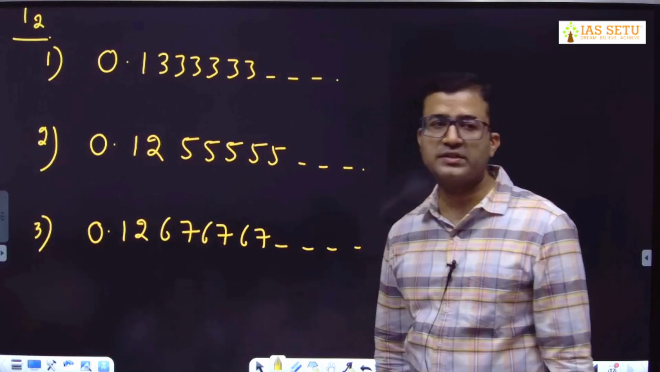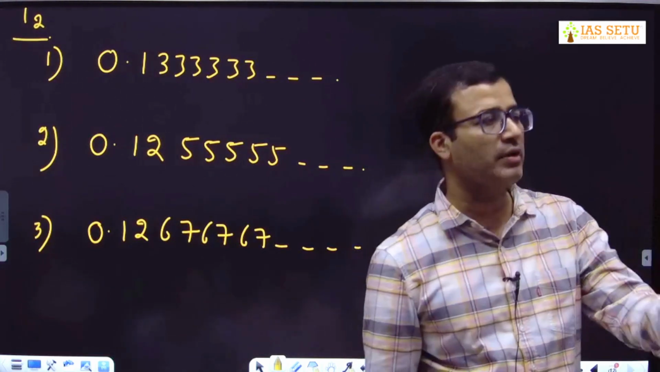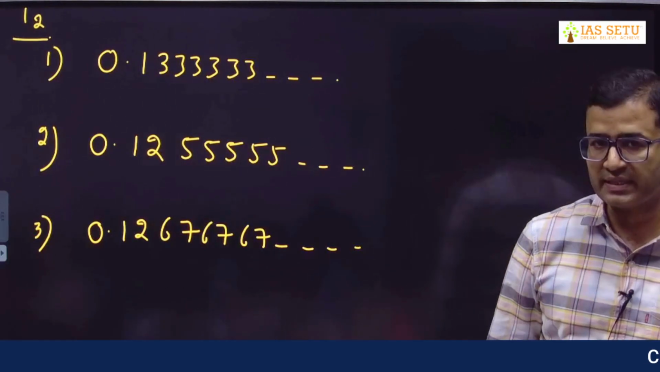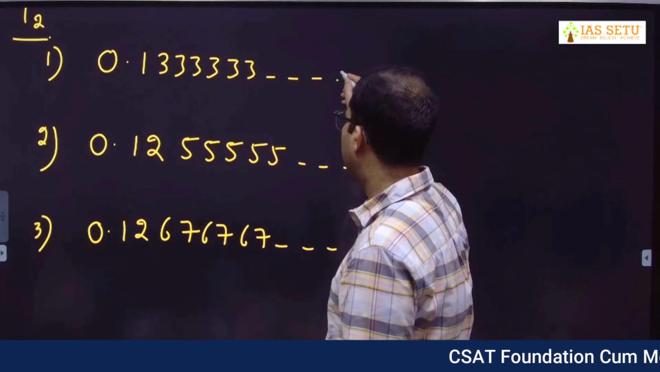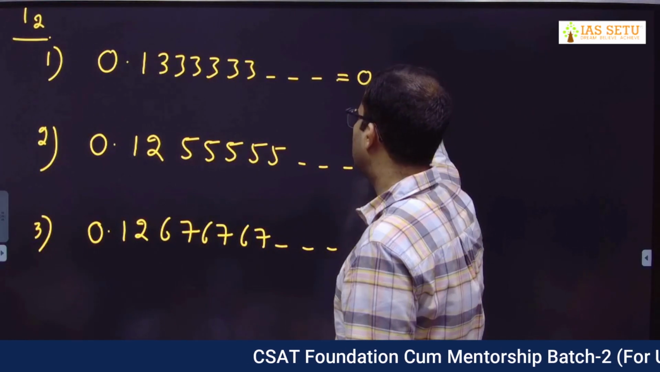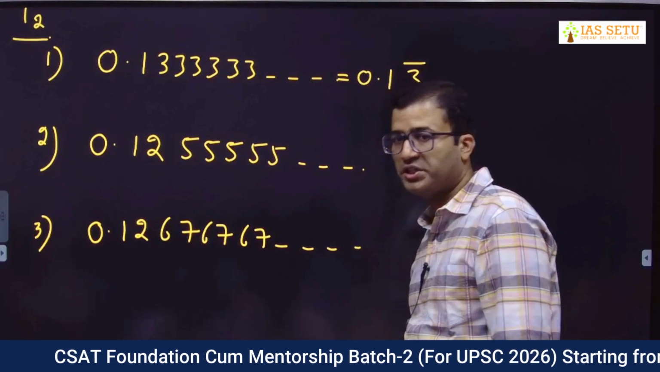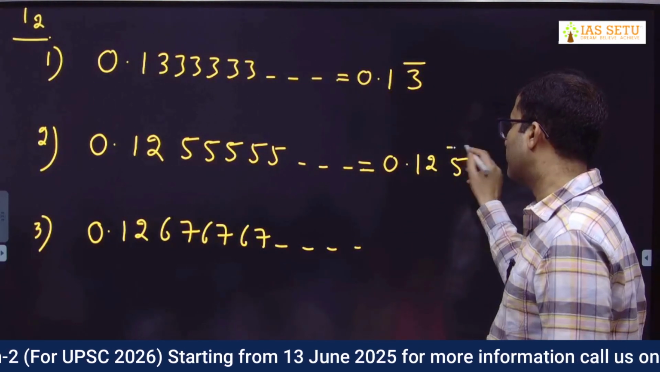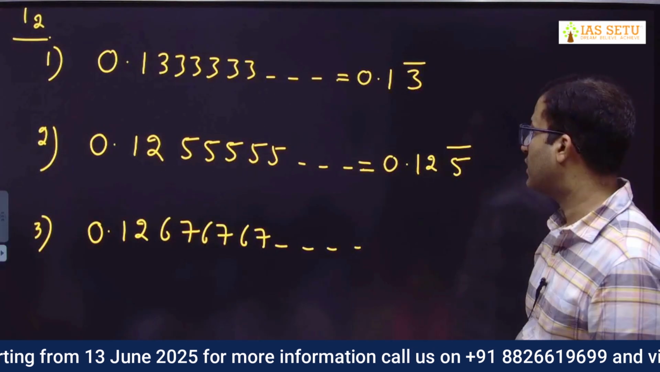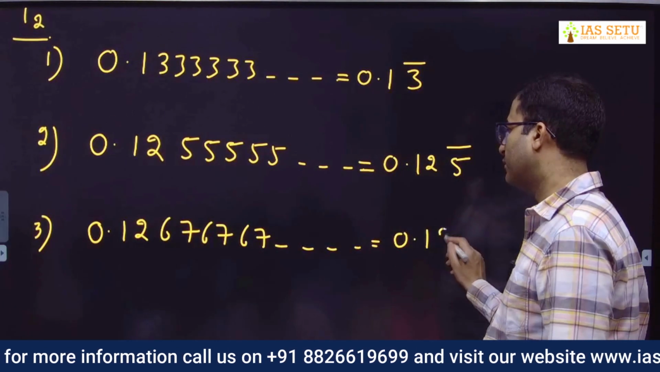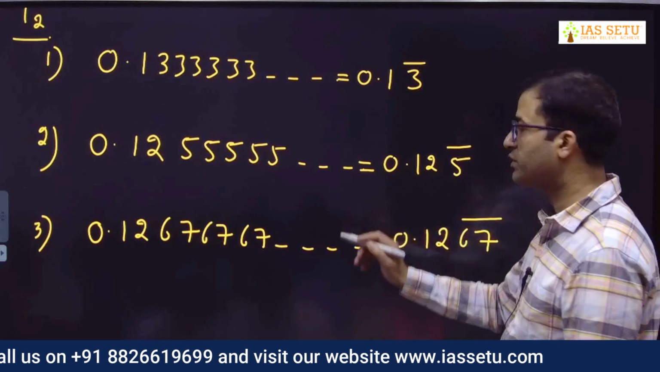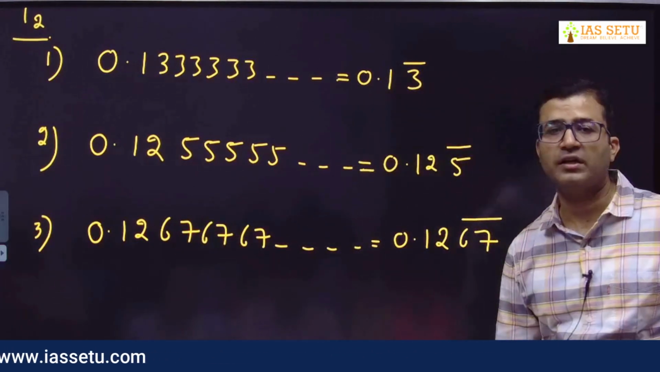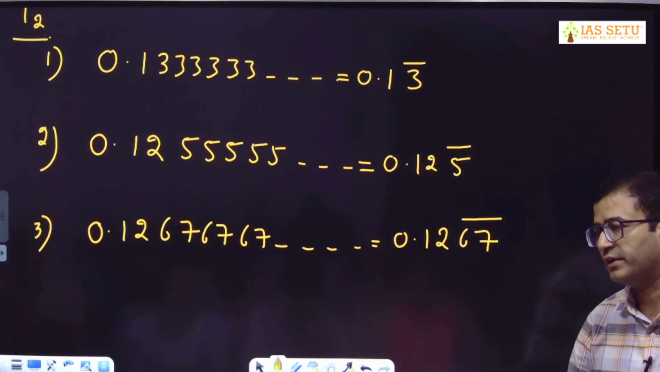The difference is after decimal you have digit, then you have repetition. Immediately after decimal we don't have repetition; in decimal there will be some digits, then repetition. 0.1 bar on 3, 3 reoccurs again and again. This is 0.12 bar on 5, this 5 reoccurs again and again. This is 0.12 bar on 6, 7, because this 6, 7 reoccurs again and again. Here 6, 7, 6, 7, 6, 7. So there are 2 digits that reoccur again and again.